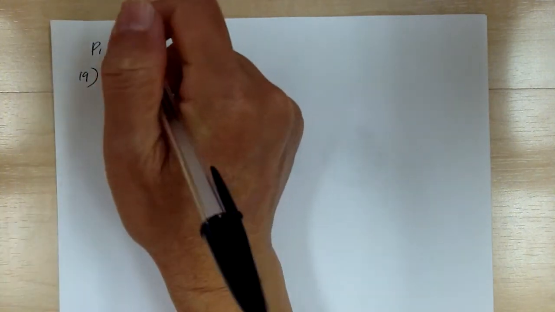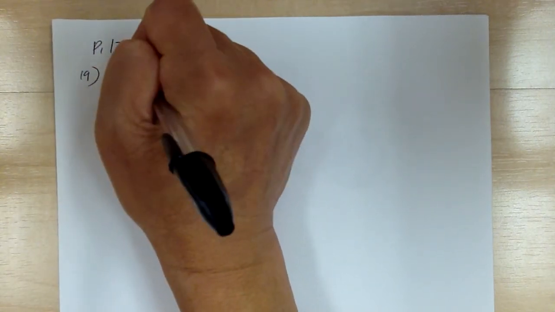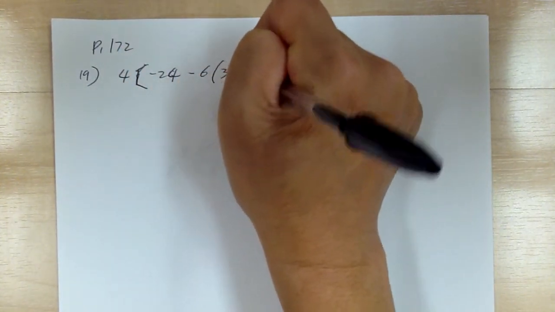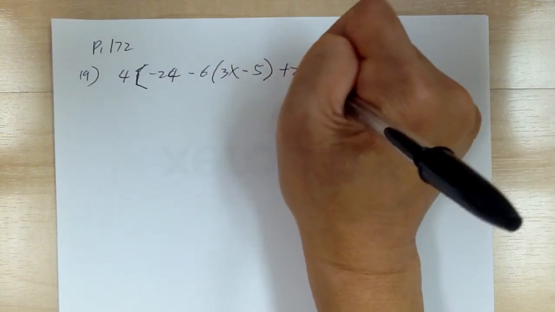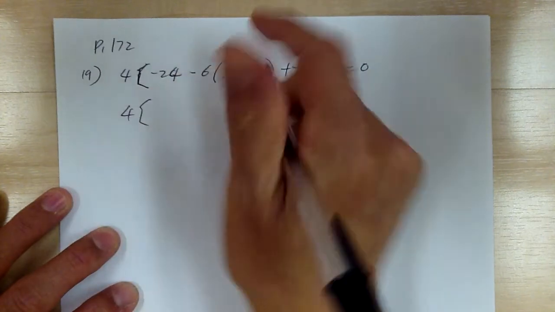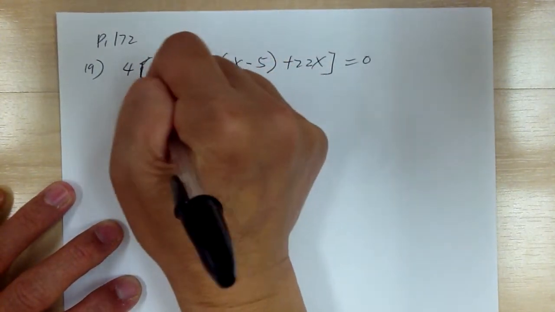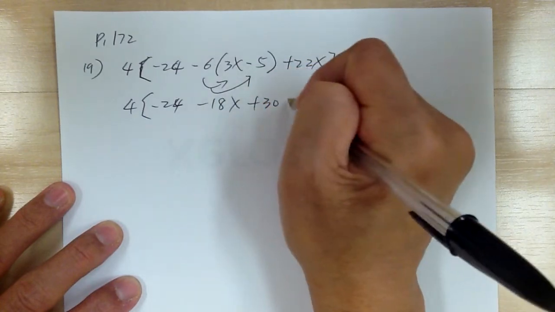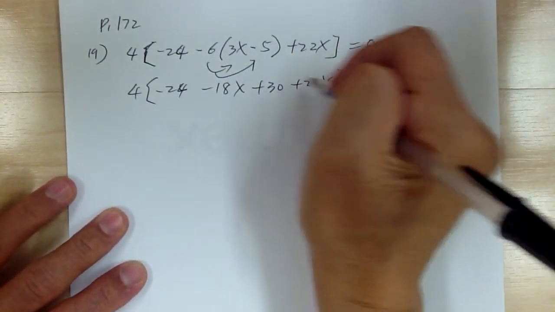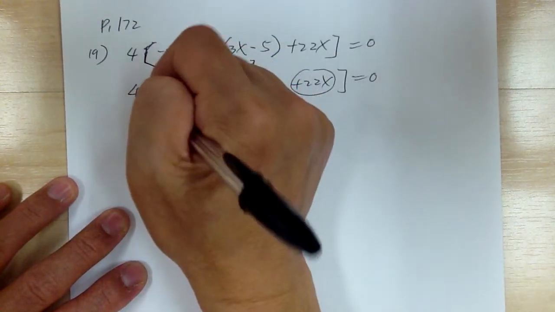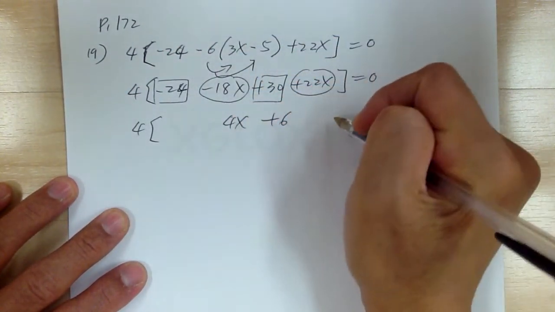Okay, let's go to number 19. You have 4 bracket negative 24 minus 6 times 3x minus 5 parentheses plus 22x bracket equal to 0. So again, let's get rid of the grouping symbol, the parentheses. Multiply, get minus 18x. Multiply, get plus 30. Everything else lines up, right? Again, let's combine the like terms over here. So this will give me 4x, and this one will give me plus 6.